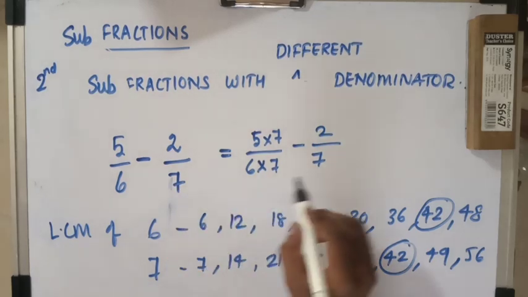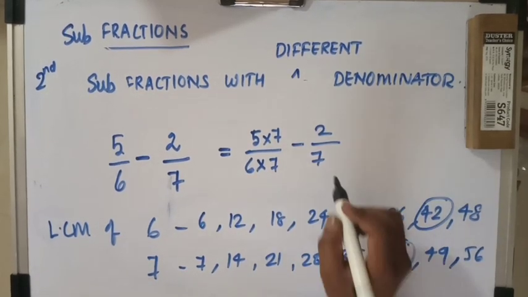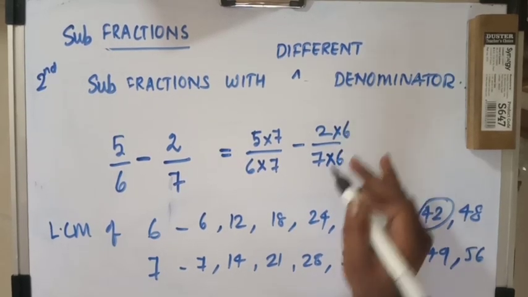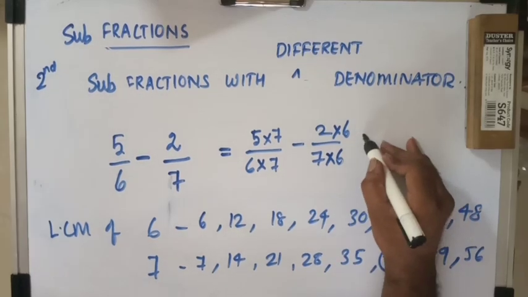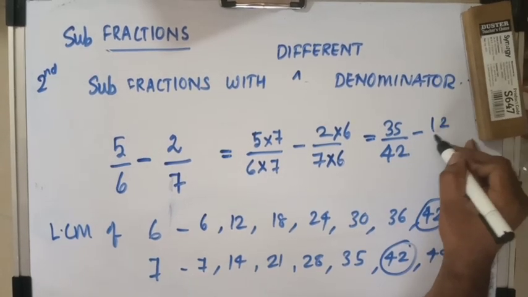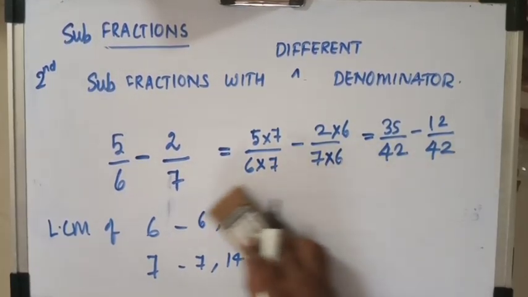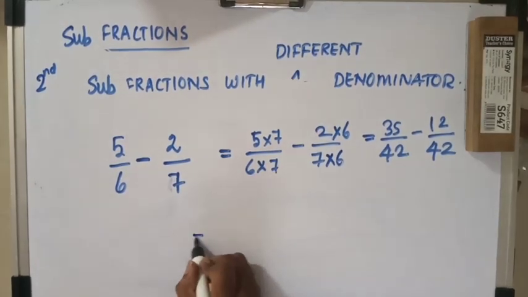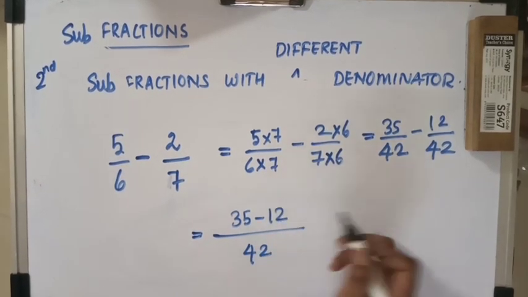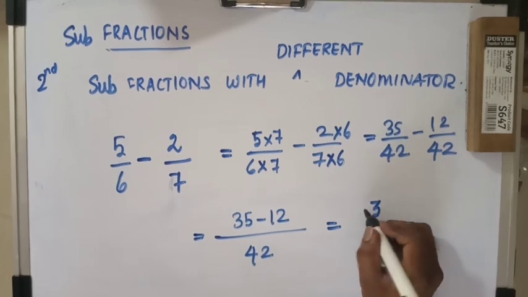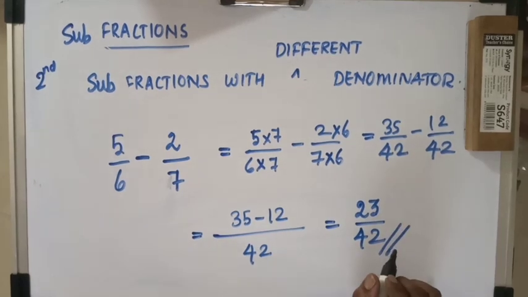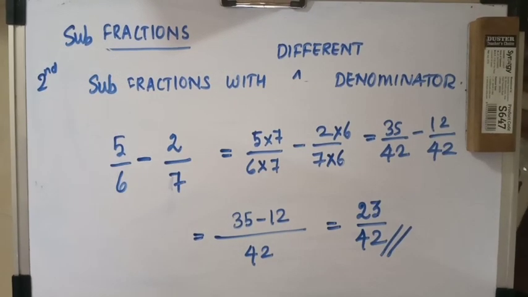In the same way, if I need to convert 7 into 42, what I'll do? I'll multiply it by 6. 7 sixes are 42. So now this gives me 35 upon 42 minus 12 upon 42. So see children, now the denominator is same. When the denominator is same, I'll take common denominator and I'll subtract the numerator. So this gives me the answer 23 upon 42.